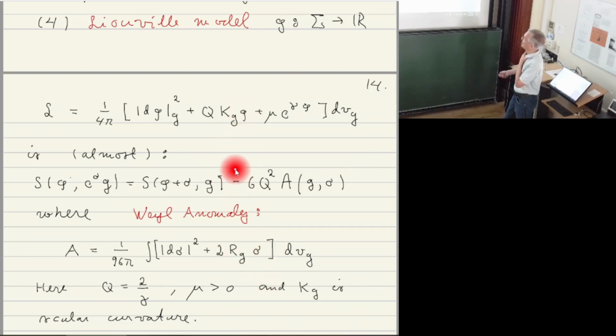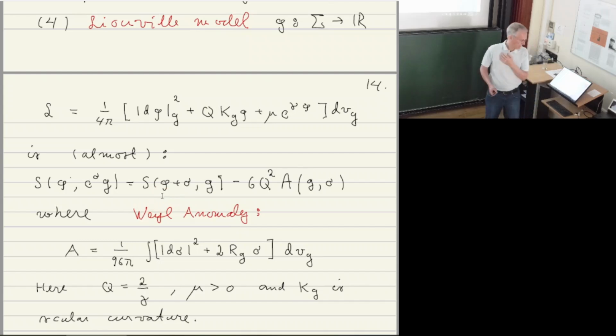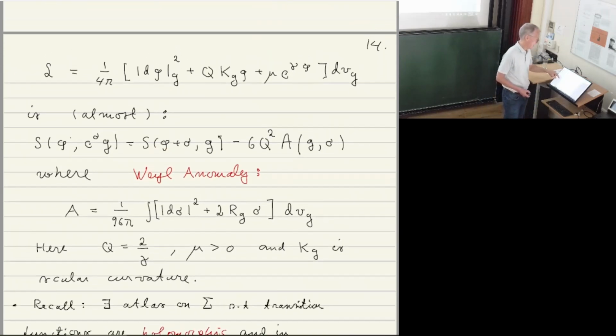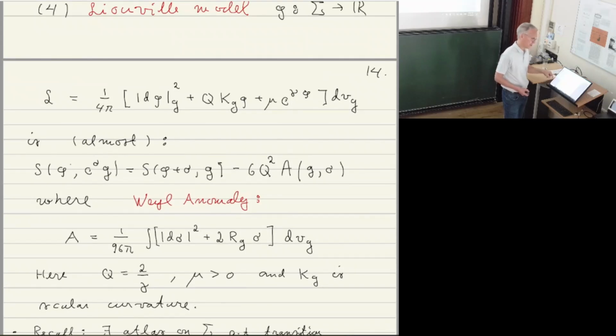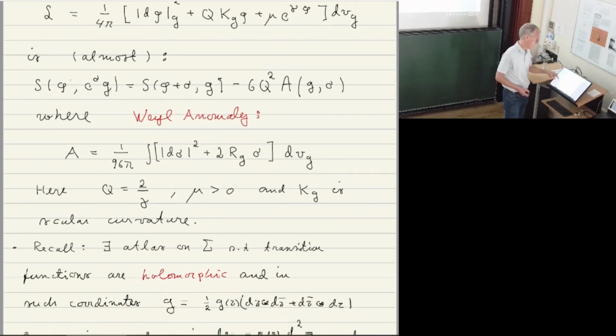Again, I'm sorry, I'm using K and R as the same. K and R are the scalar curvature of the metric. We'll come back to that maybe tomorrow. But it's just a certain geometric invariant. And if you take this action, then it's almost conformally invariant. And it turns out to give rise to a conformal field theory also.